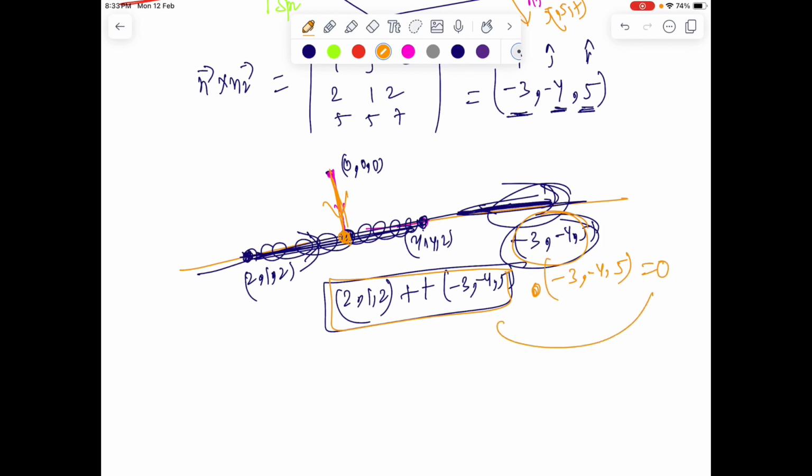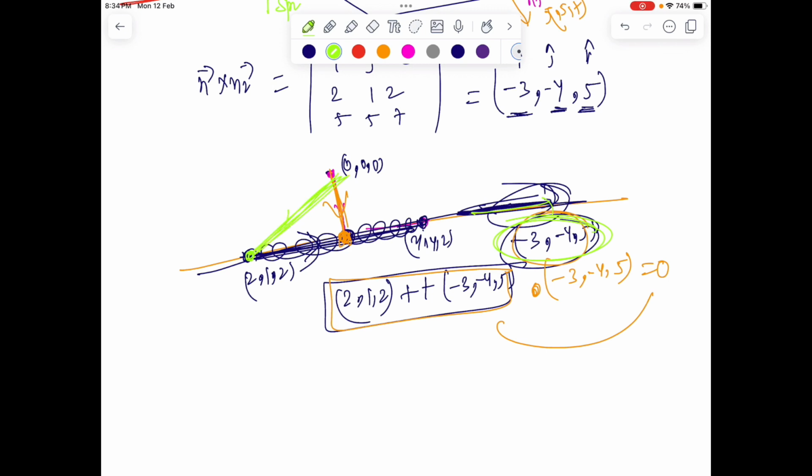Now I'll calculate this vector, and take its dot product with this direction, minus 3, minus 4 and 5, and we'll make it 0. Once we make it 0, we'll get a value of t, and once we put the value of t, the game is done, because we know the point and things are obvious. I hope you got the approach.